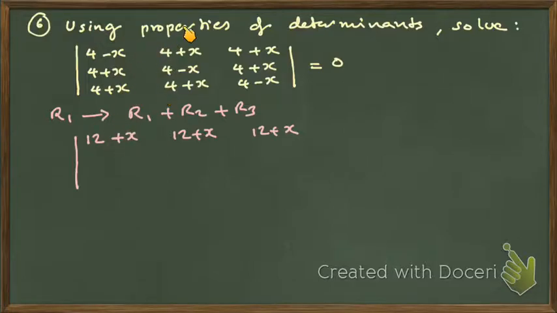4 plus 4 plus 4 is 12. Minus x and plus x will cancel. You still have a plus x. So I have 12 plus x everywhere.